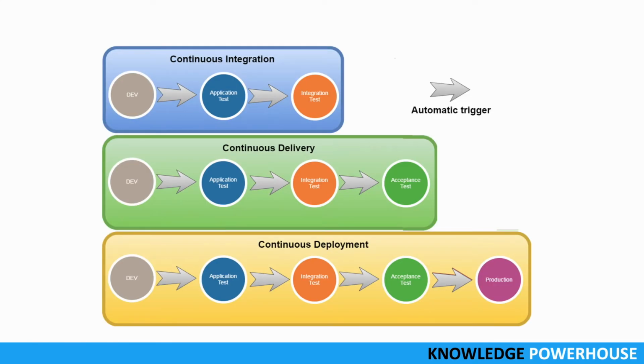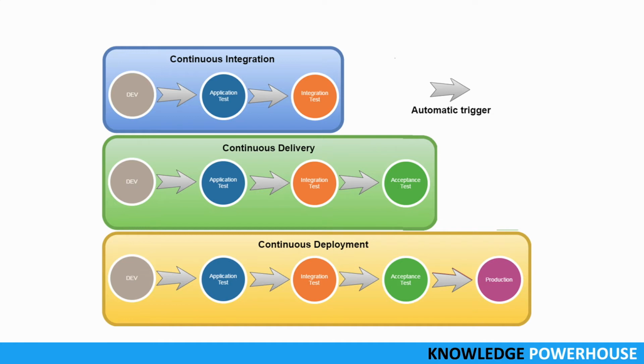Let's understand from this diagram. So the first stage is continuous integration. Here we are developing something and we do some application tests like unit tests and functional tests. And after that we do an integration test so that it can be merged to a branch, right? That means your whole code is becoming part of a bigger repository.